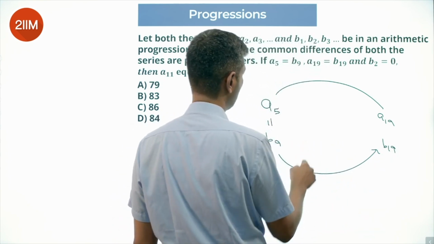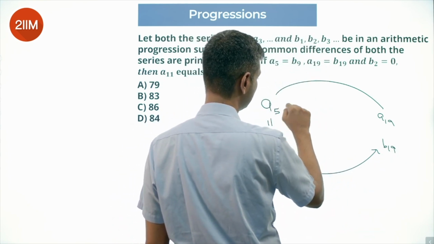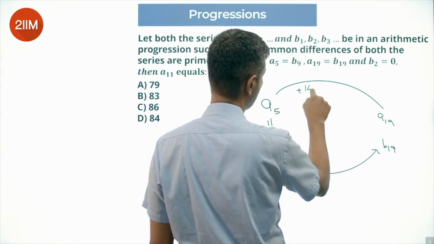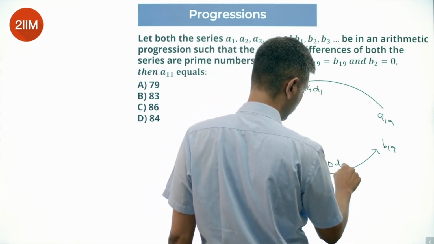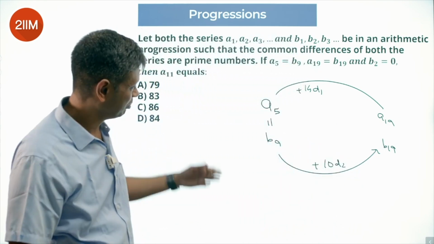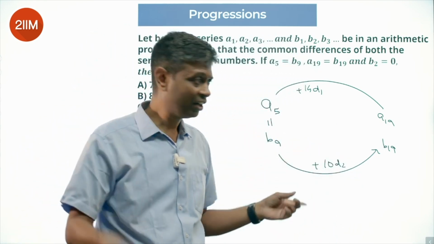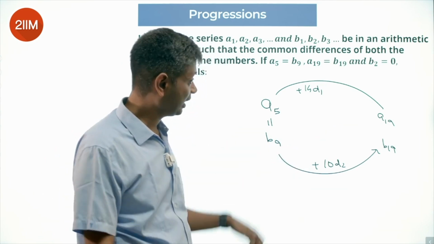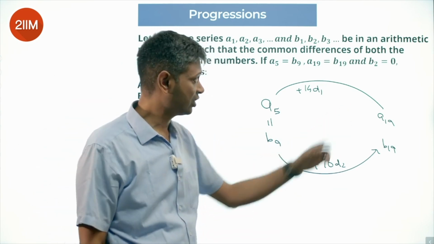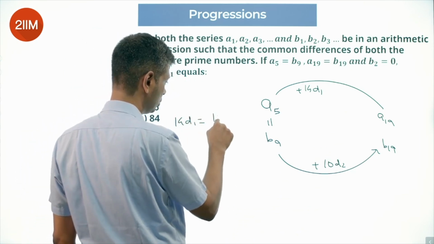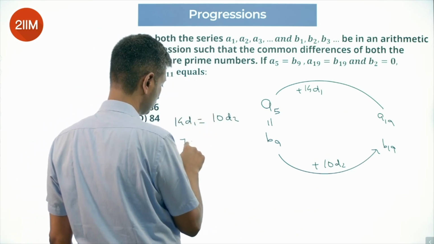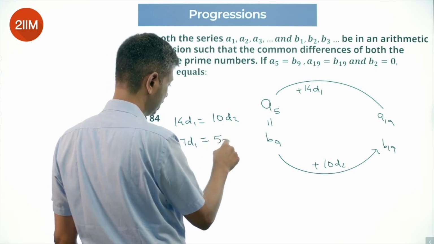Here, let's call this common difference D1. Plus 14 D1, I'll go there, plus 10 D2, I'll reach here. From B9, I add the common difference 10 times, I'll go here. From A5, I add the common difference 14 times, I'll reach there. Or 14 D1 equal to 10 D2, 7 D1 equal to 5 D2.